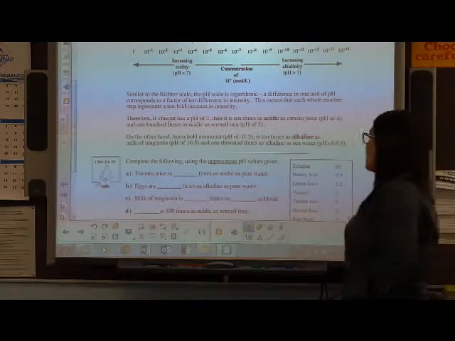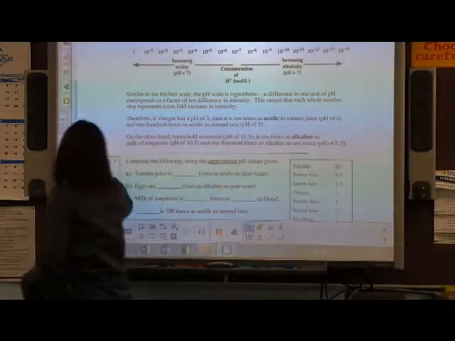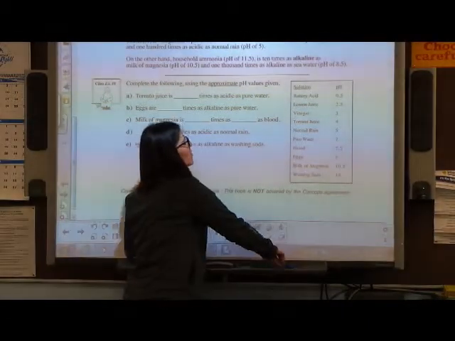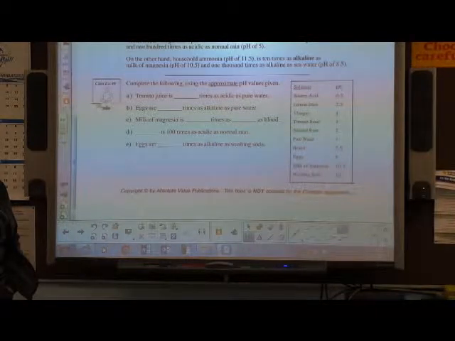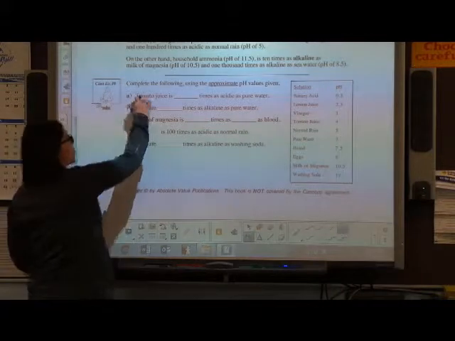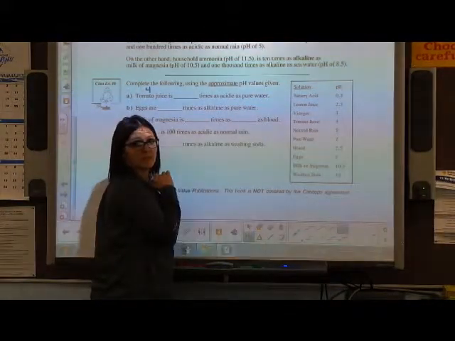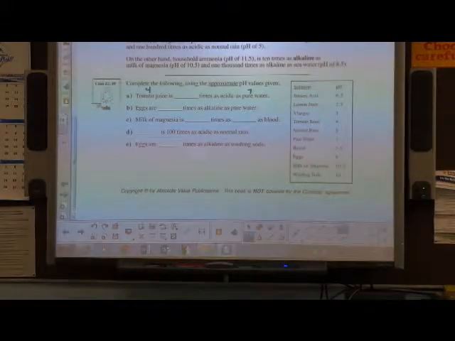So it says, complete the following using the approximate pH values that are given on the side. So tomato juice has a pH value of what? What's the pH value of tomato juice? 4. And what's pure water? 7. So tomato juice is how many times as acidic as pure water?